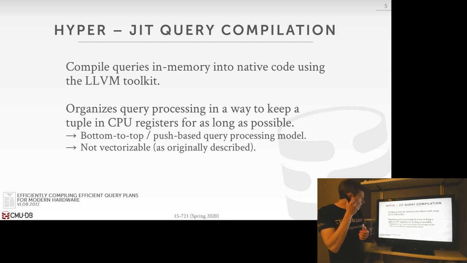The Hyper approach is more than just compilation, and this paper gets into that. They're doing a bottom-up, push-based model where at the bottom of every pipeline, you scan over the input table or the output of the pipeline below you. You're scanning over the tuples one by one, and instead of scanning one tuple, doing one operation, and then going to the next tuple, you ride that tuple up the pipeline as far as you can until you get to the pipeline breaker at the top, and then you loop back and get the next tuple.